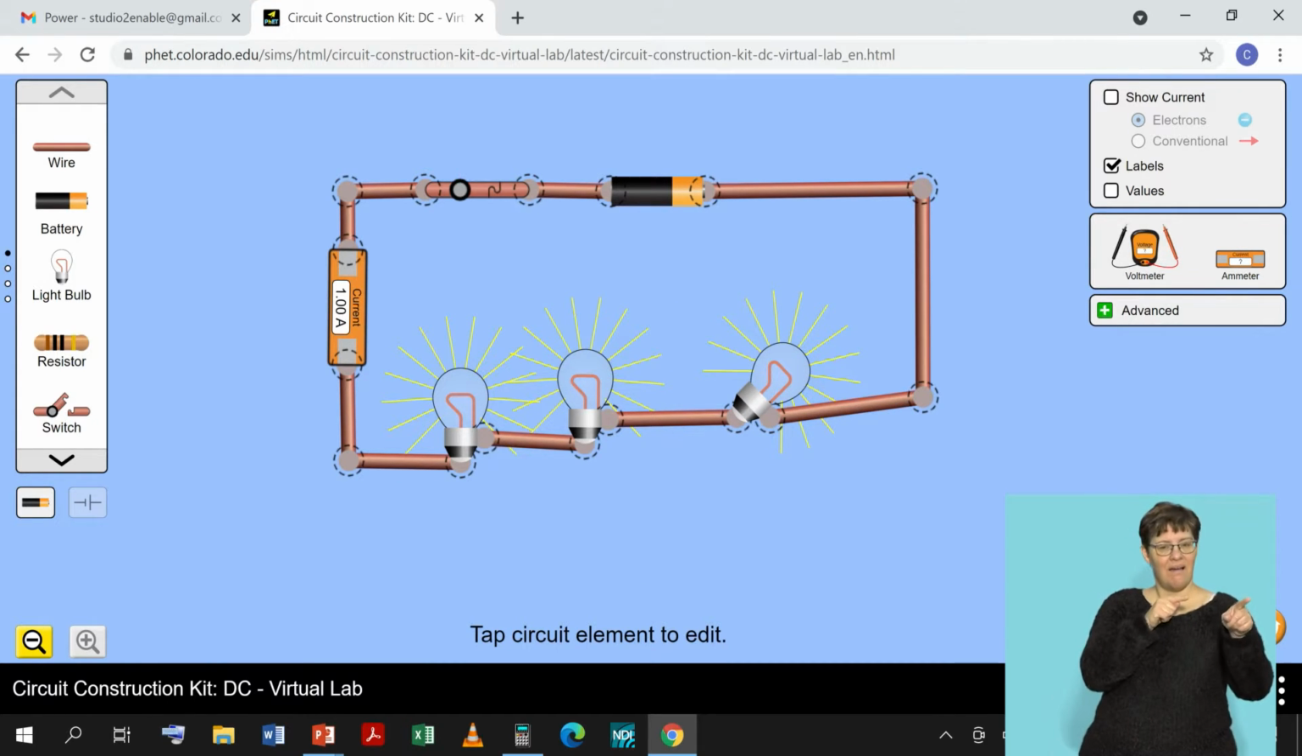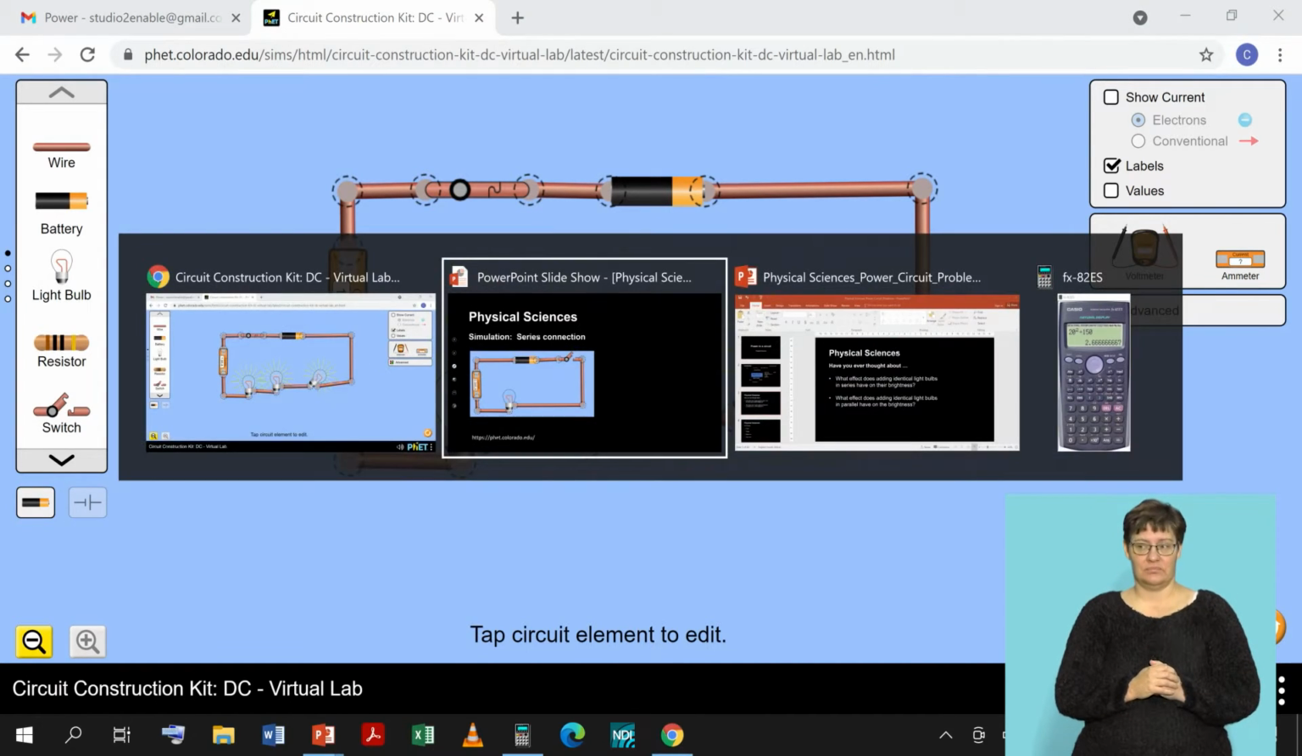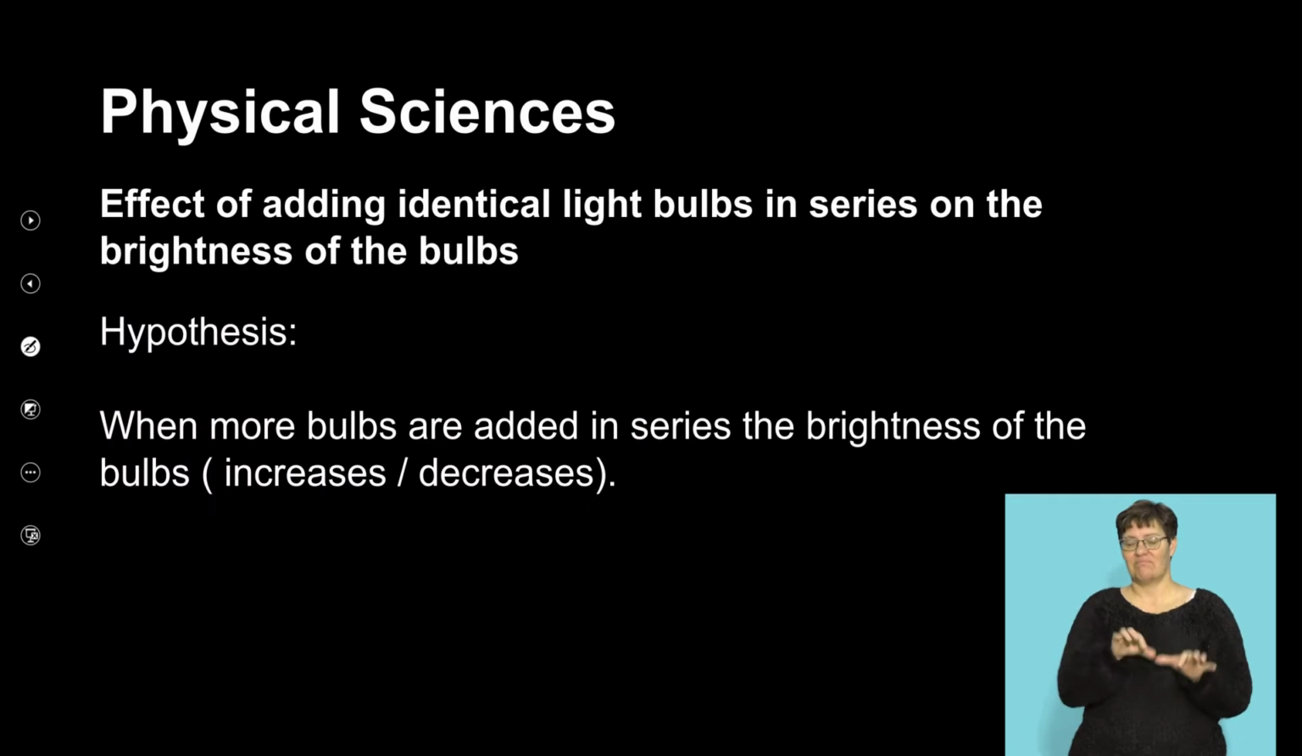You can immediately tell that there is a drop in the current. Now, as we added these identical light bulbs in series, there is a drop in current. What does that tell us in terms of brightness? We can immediately tell that there was indeed a change in the brightness. Now let's go back to our slide and continue with our discussion.